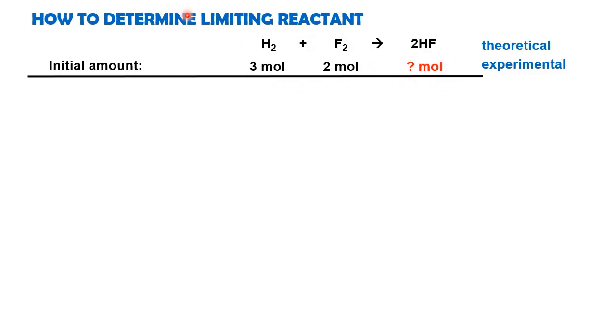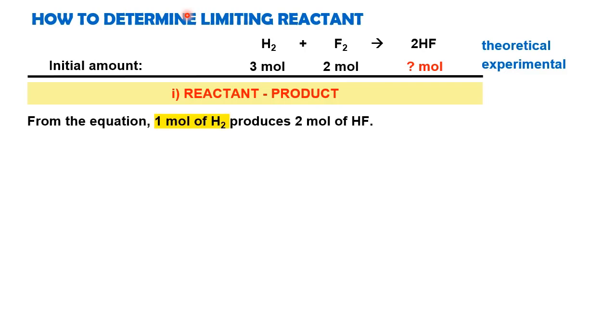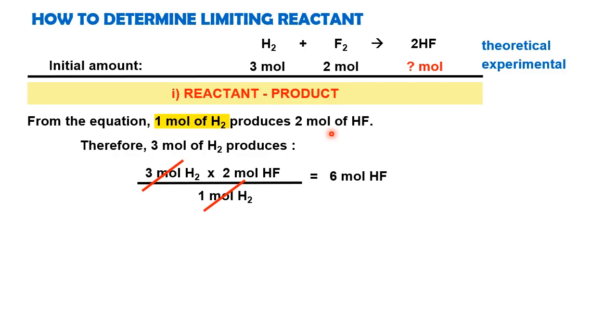We'll try the first method, reactant to product. You're going to compare each reactant with the product. So let's start with 1 mole of H2 produces 2 moles of HF. From the initial amount given here, we have 3 moles of H2, therefore they will produce an unknown amount of HF. How are we going to do this? By doing the cross multiplication, 3 times 2 divided by 1, and you will get 6 moles of HF.